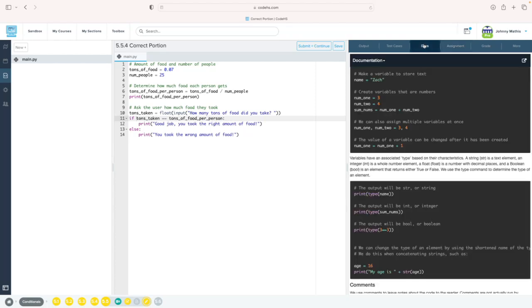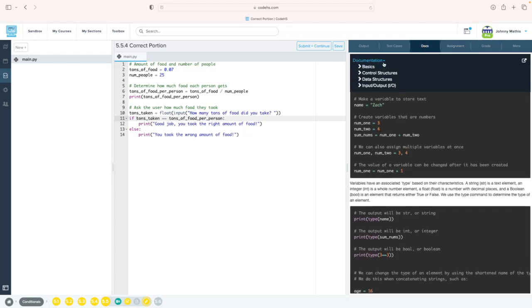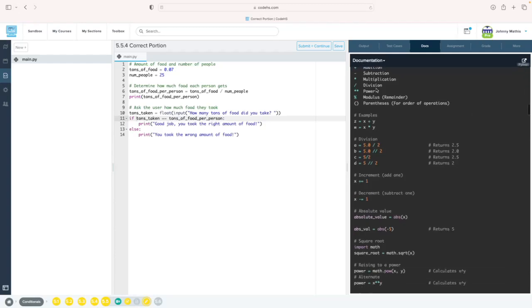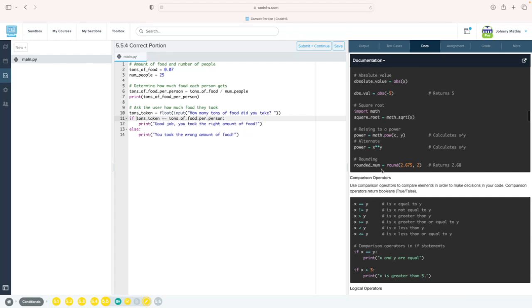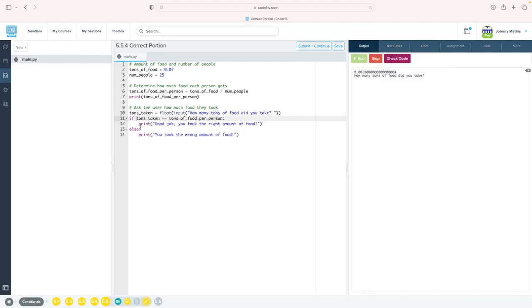Remember, if you can't remember, always go to the documentation. And in the documentation, if you go to control structures, mathematical operators, you go down and we're doing something like this. This is what we're doing. So let's go back to output and let's go here.